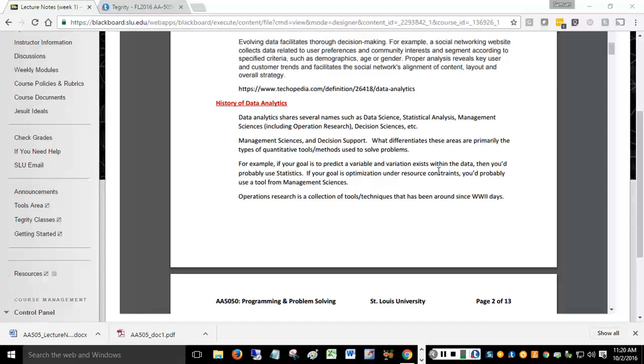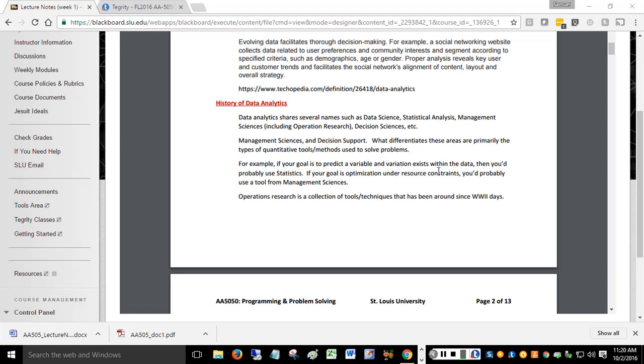So the history of data analytics, you'll see a lot of similarities in this because there are huge overlaps. But data analytics has a lot of different names. You will hear this called data science, statistical analysis, management science, which includes operations research, decision science, and so forth. Management sciences and decision support, what differentiates these areas is primarily the type of quantitative tools and methods that you're going to use to solve these problems.